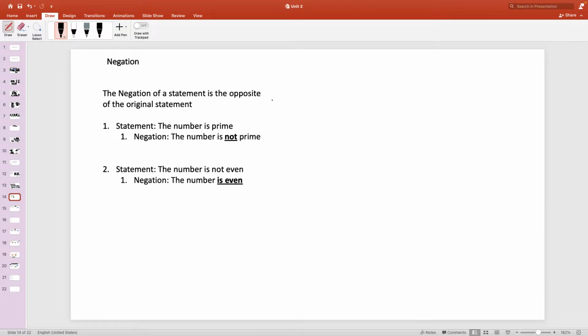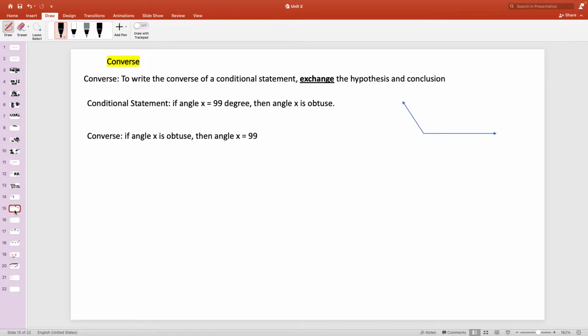Okay, let's move on. Now what's negation? The negation of a statement is the opposite of the original statement. For example, if the original statement is the number is prime, then the negation is the number is not prime. You just make it opposite. Another example: if the statement is the number is not even, then the negation is the number is even, right? Now this sounds very simple, but this will be useful in the next few, a little bit confusing concepts. So let me explain that very carefully.